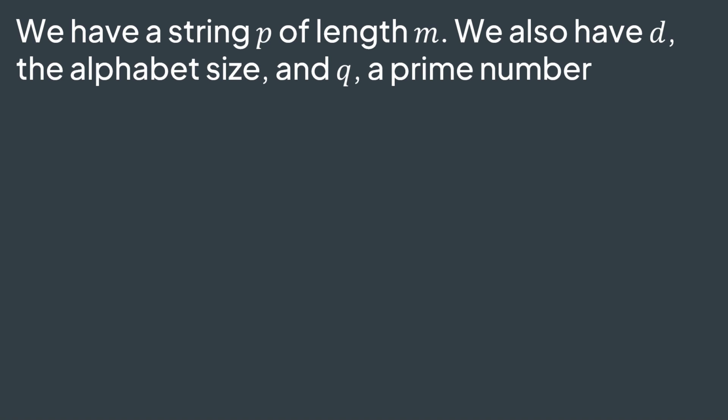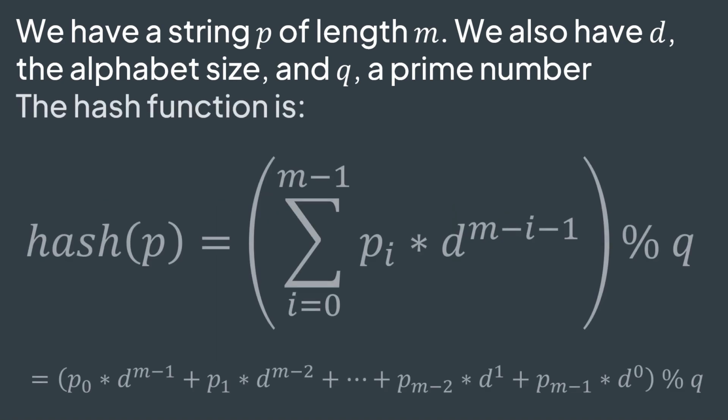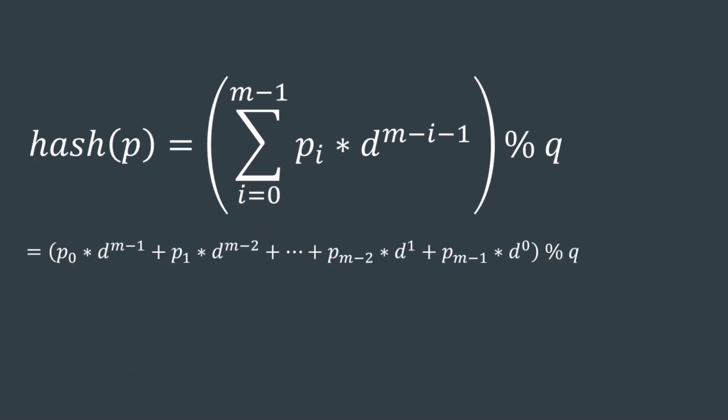The alphabet size is the number of different characters our string can be made of. For example, if we're dealing with strings made of lowercase alphabetical letters only, the alphabet size will be 26. And the hashing function will be this one: the sum of the ASCII code of each character at index i multiplied by d power m minus i minus 1, all that modulo q.